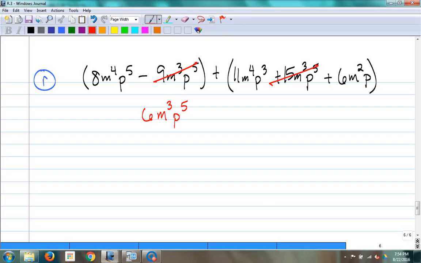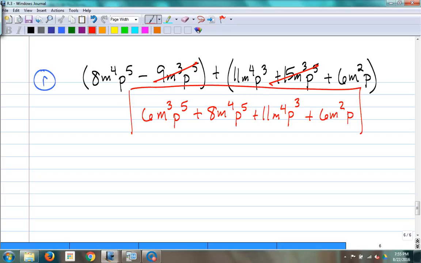No, even though the 8m to the fourth p to the fifth and the 11 m to the fourth, that's not p to the fifth, that's p to the third. So they're not like terms because they have one piece that's different on the variable and exponents. It has to be matching perfectly for those to be like terms. So we're just going to copy down the rest of it. That's a positive 8. So I'm going to put plus 8m to the fourth p to the fifth. That's a positive 11 m to the fourth p to the third. And then that's a positive 6m squared p.